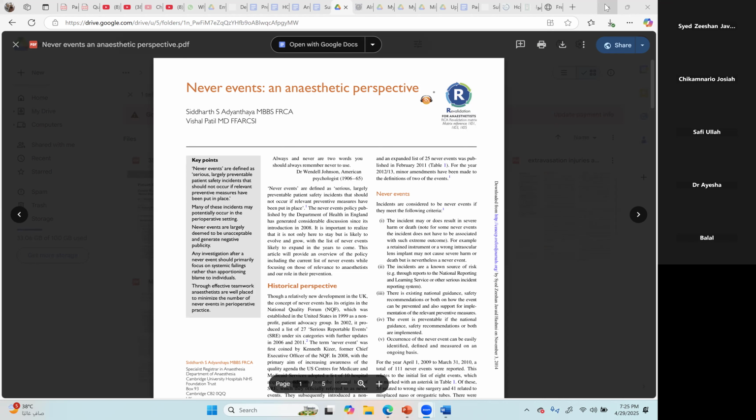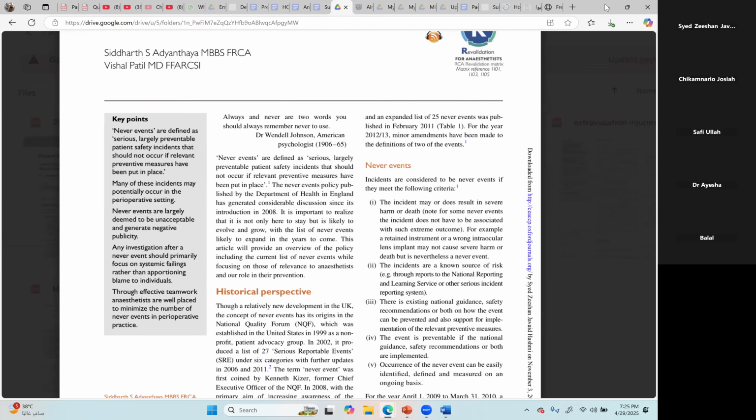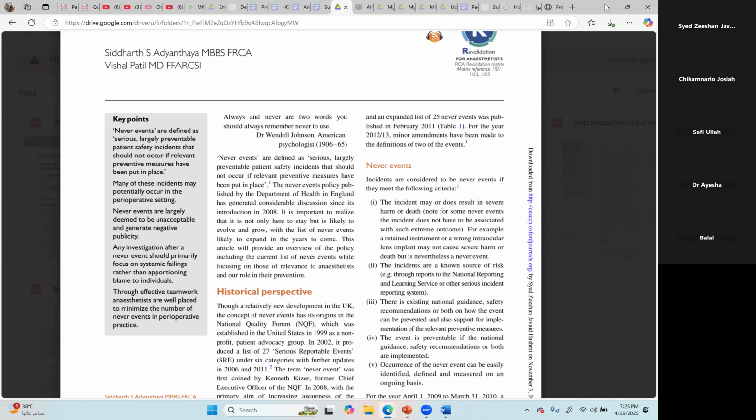Anyways, any procedure like giving blood without consent, because internationally there are Jehovah's Witnesses. If you give blood to a Jehovah's Witness, which they refuse, that is also a never event. Then any procedure without consent, like if you did not take consent for the regional anesthesia and you give it intraoperatively without taking the consent.